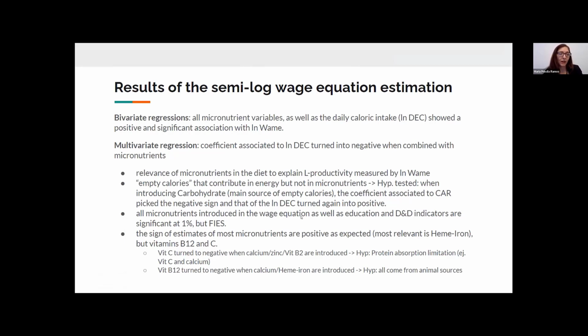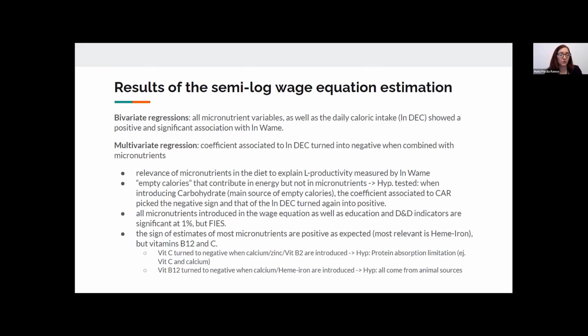That talks about the relevance of micronutrients in the diet to explain labor productivity, and also talks about empty calories that contribute to energy, but not really to nutrients at the household level per adult meat equivalent. We have tested this hypothesis, introducing carbohydrate, which is the main source of empty calories, and we found that the negative sign was captured by the carbohydrate, and the DEC, the energy, turned again to a positive one.